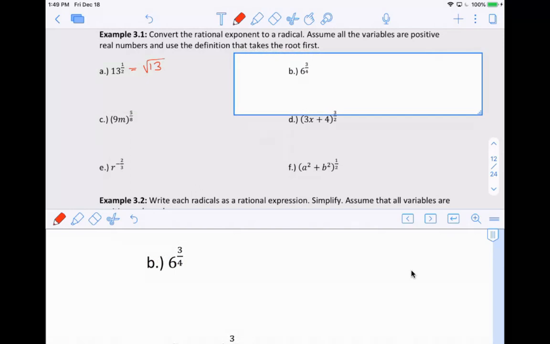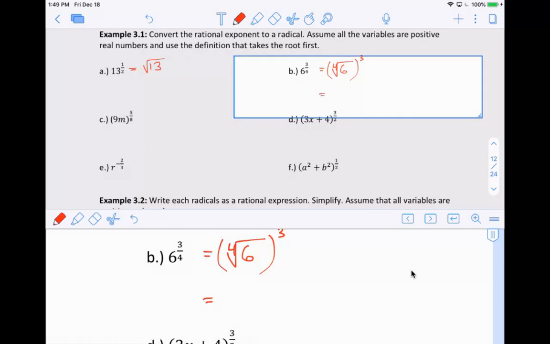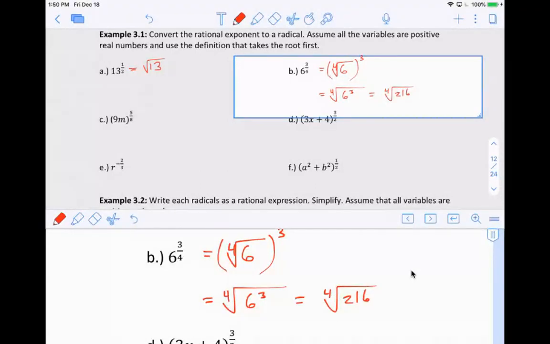6 to the 3/4, two options here. I could do the 4th root of 6 cubed, or I could do 6 cubed and then take the 4th root. I think I'm going to go with the hard part first. Let's do the 4th root of 6 cubed. Well, the 4th root of 6 is not a whole number, and so I don't think I want to simplify that expression. I could do the 4th root of 6 cubed, in which case the 4th root of 216 might look a little better. Either way, I'm not going to get a whole number, because if they're equal, I shouldn't get a different answer going a different way. But I think this one might be a little prettier.